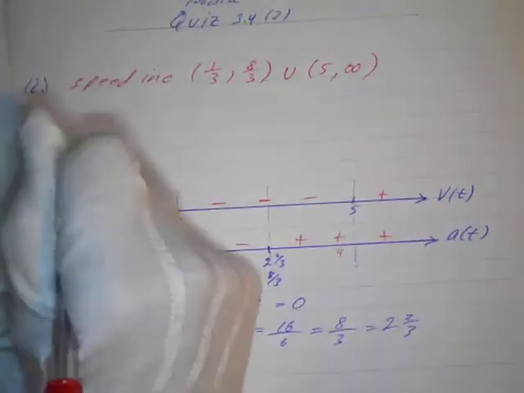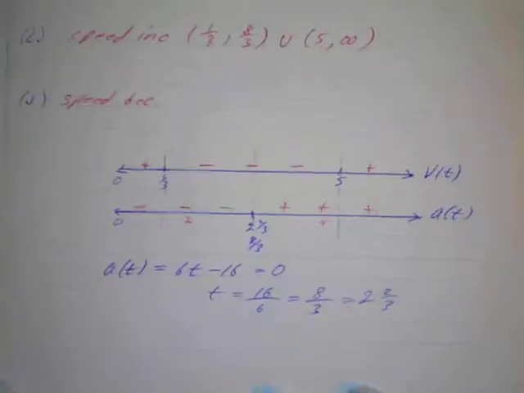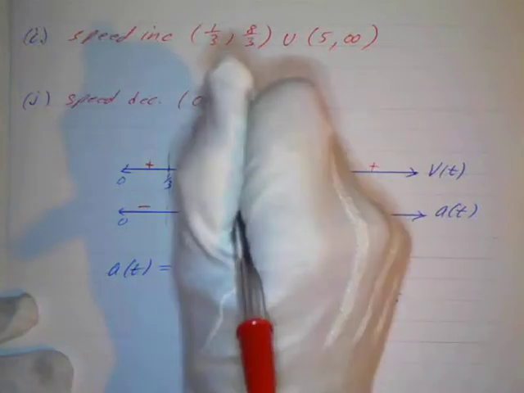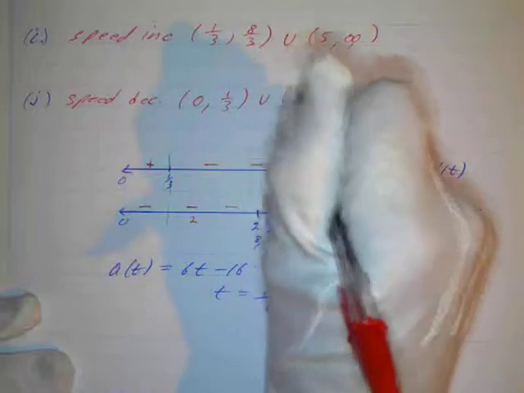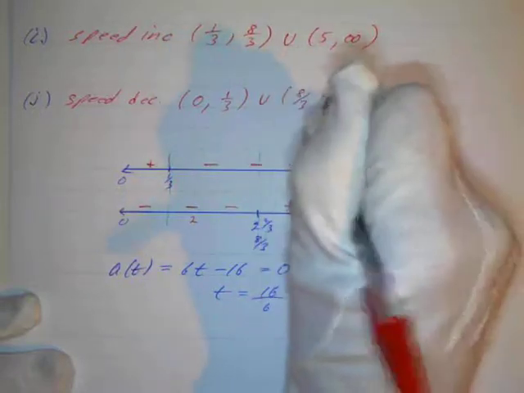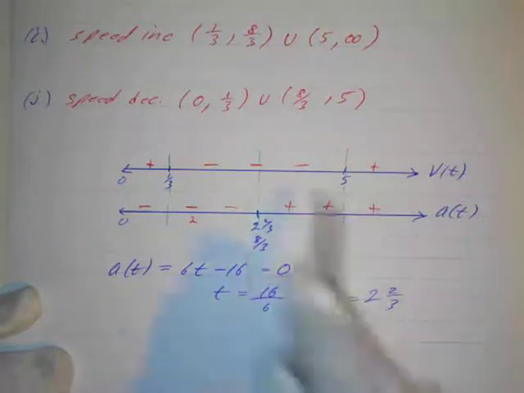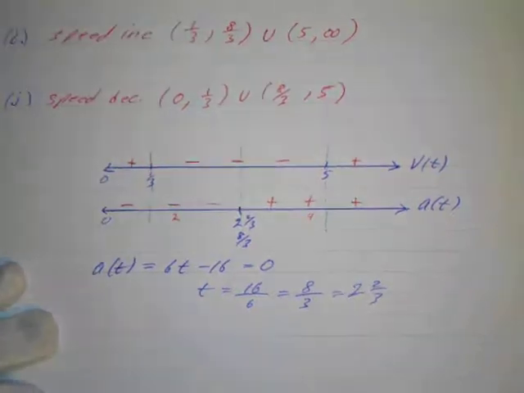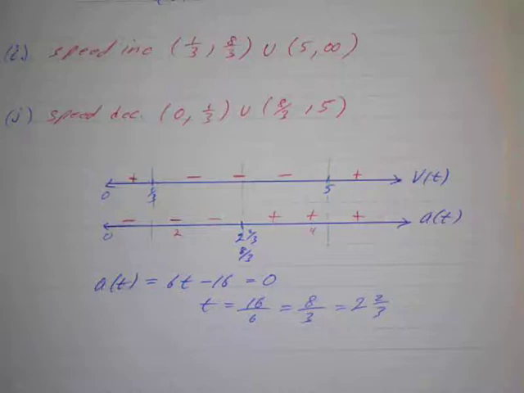Okay, and when is the speed decreasing? Speed is decreasing when the signs are different, so that's going to be from 0 to 1/3, union 8/3 to 5. That's when the signs are different. Negative, positive, or positive, negative. Okay? So I hope that makes sense. It's not too difficult. You just have to kind of try a few, and then you'll get the idea.